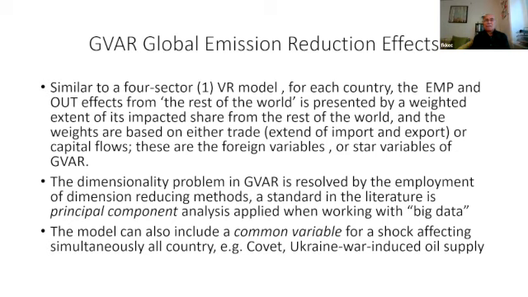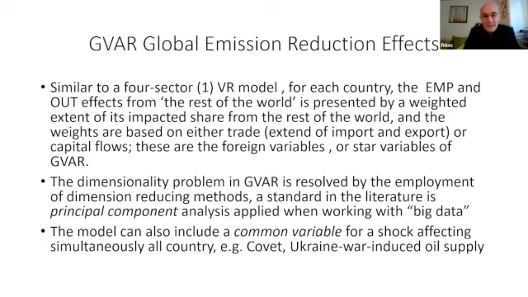In other words, the GVAR has two sets of estimates. It has the domestic estimates, as in the Cato 2014, but it also has foreign variables, what we call star variables.